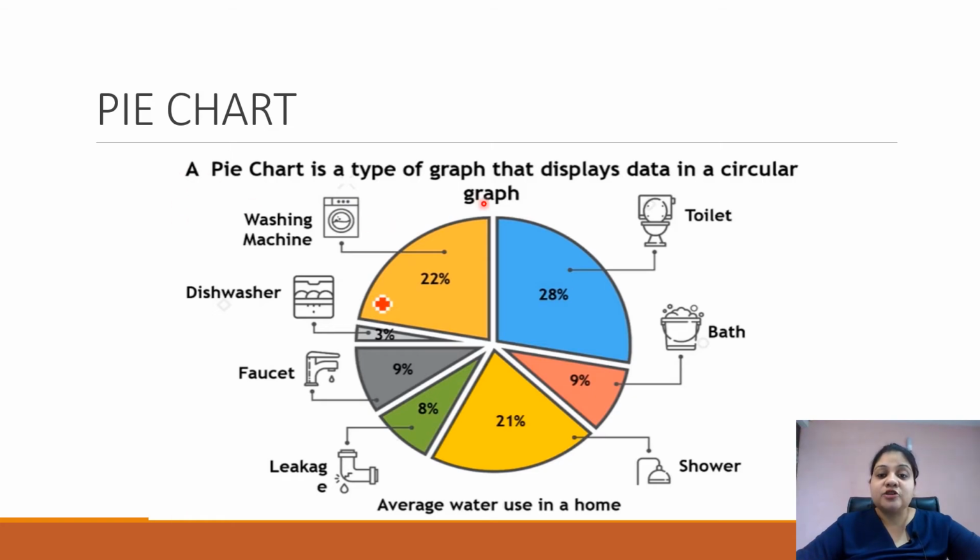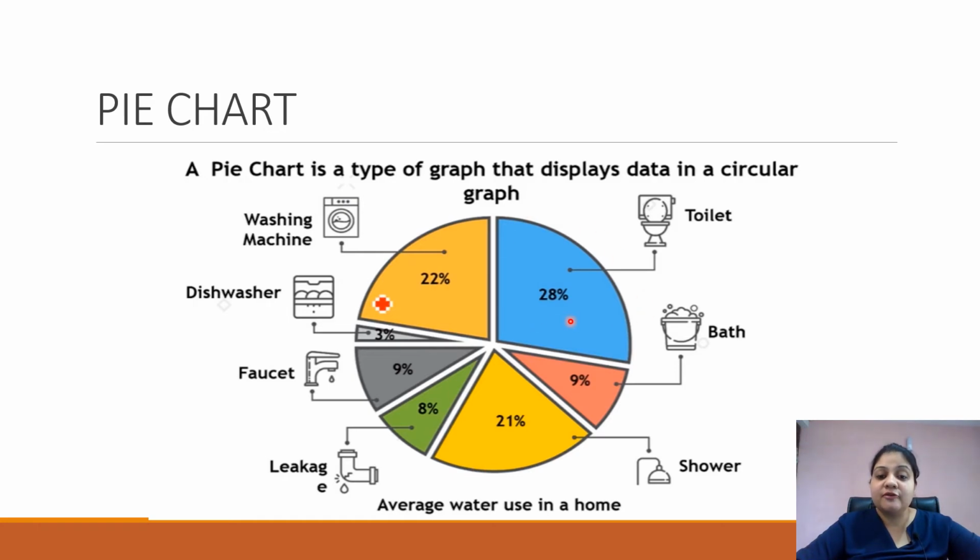A pie chart is represented in a graphical structure that is circular in nature. Let's take an example: we want to know the average use of water in a home. Water is used in n number of tasks: washing machine, dishwasher, faucets, leakage, shower, bath, and all this stuff. If I want to know how much water is consumed by the washing machine or the shower, we can easily plot this in the form of percentages. We can see that the maximum percentage is attained by toilets.